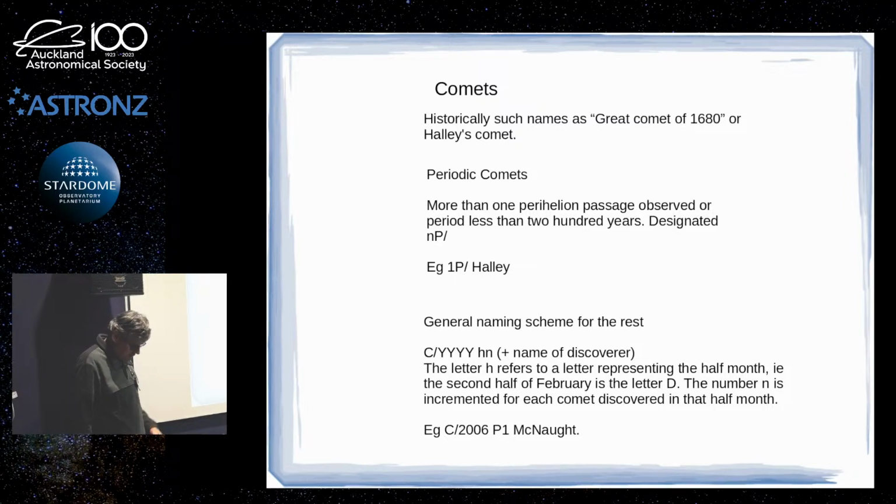Yeah, that's right. I've got a mention about those a bit further on. An example was a general comet, which will be C for comet, pretty uninspiringly, followed by the year, and then you have this letter code, a letter and a number, and that tells you the half month of the discovery and the number within that half month. So, for example, the second half of the month of February would get the letter D assigned to it.